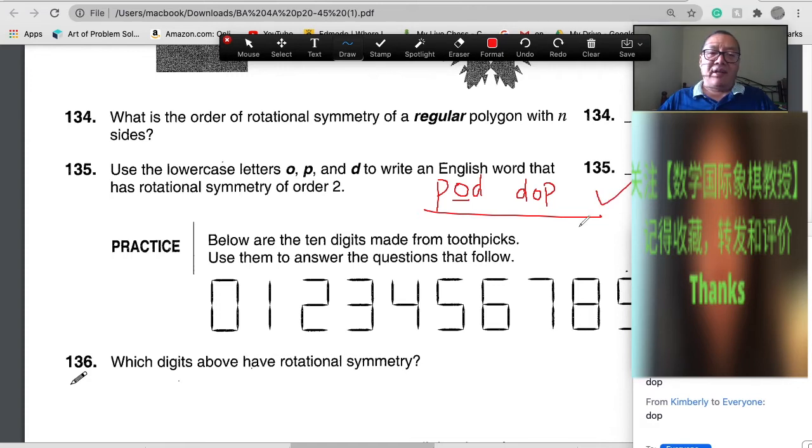So the answer for this one is this. So now let's go to 136. In this problem, they give you the 10 digits from 0 to 9. Then they ask you which digits above have rotational symmetry. Everybody send me the private chat. Now let's see who can get this one right.